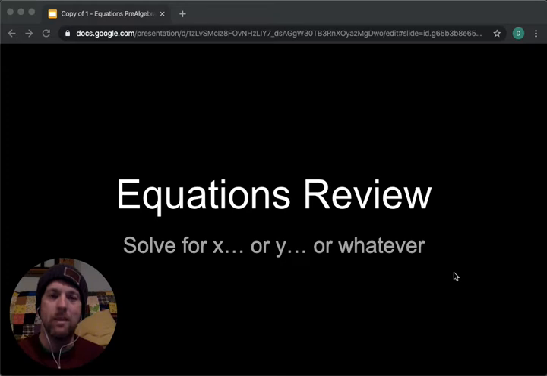Today's lesson is going to look kind of familiar, but as we move on from what we were doing in class to what we're going to be doing in class, it's all based on equations. So I felt like we needed just a quick review of solving for x, solving for y, or whatever. This may seem basic, but we've talked about this before, especially with math, everything builds on itself.